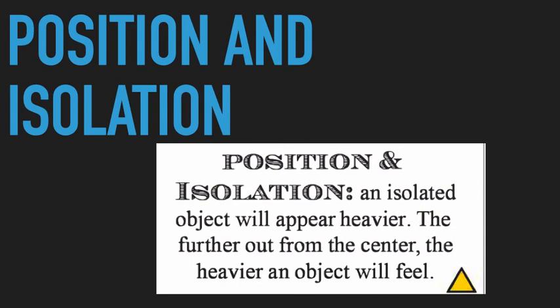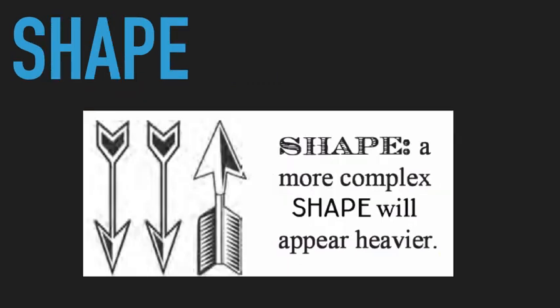And then we have position and isolation. So an isolated object will appear heavier. The further out from the center, the heavier an object will feel. So it's kind of like you're looking at a piece and then up in the sky, there's one thing all by itself. Well, the eye is drawn to that. It feels heavy. So by isolating one object or item in the piece, you're creating balance. And then shape. A more complex shape will appear heavier, as you can see there.